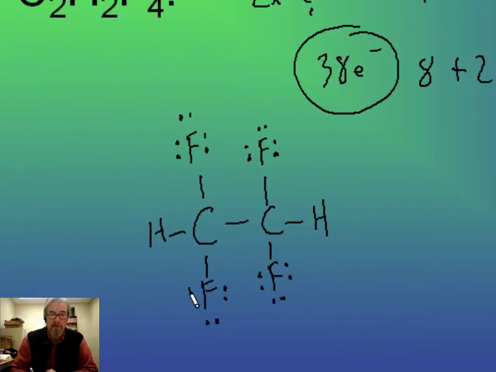Now I got to count. Fluorines have 6 lone pairs. There's 4 of them. 6 times 4 is 24. Now if I count the bonds, 26, 28, 30, 32, 34, 36, 38. My structure is good.